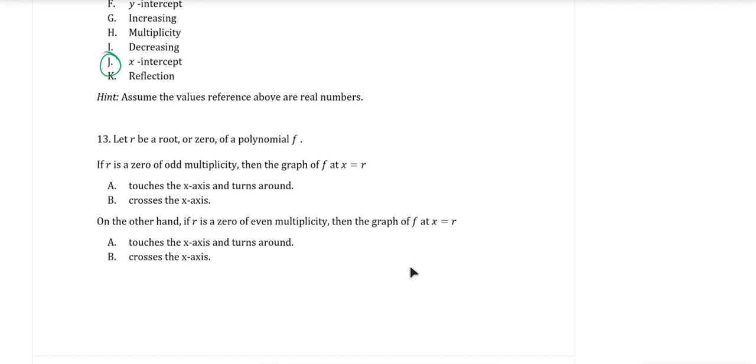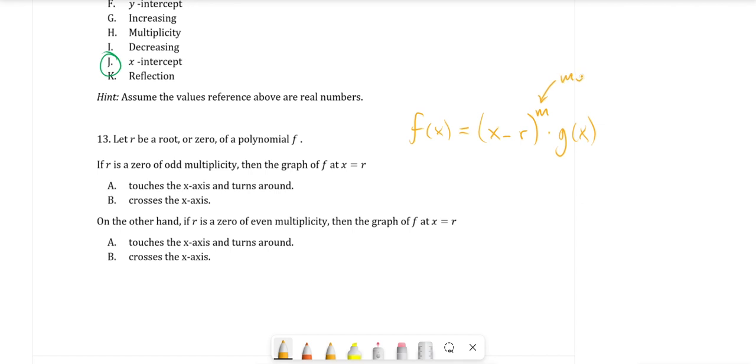13 asks us to characterize multiplicity, its parity, or odd or evenness, and what the behavior of a zero is at that point. If r is a zero of the polynomial f, then f might be factored as follows, where g of x is another polynomial, and m is perhaps 1, perhaps a greater positive integer. This m here is referred to as the multiplicity, and the behavior of the graph at this x-intercept corresponding to x equals r. Notice that x equals r would make this particular term 0, which would zero out the entire function.